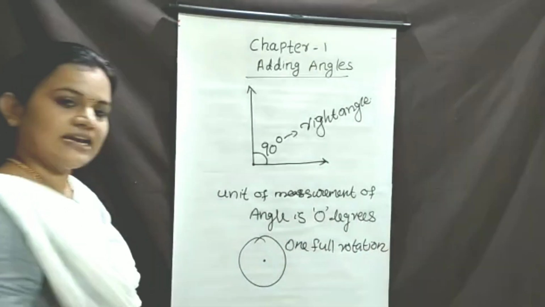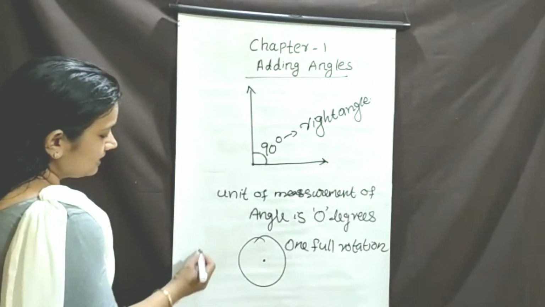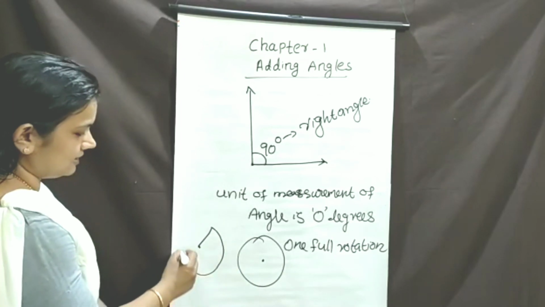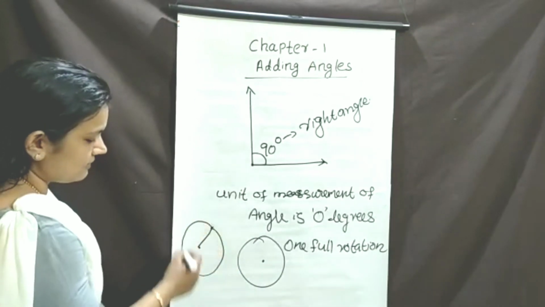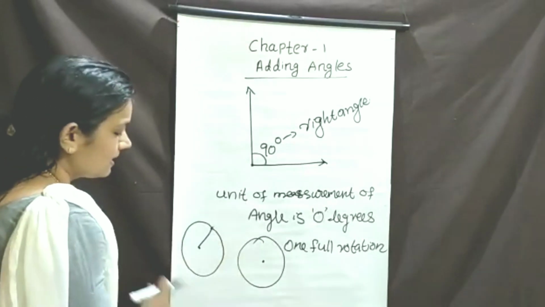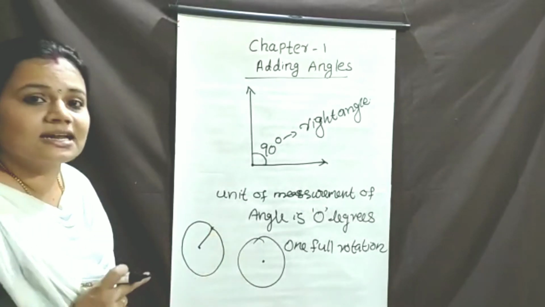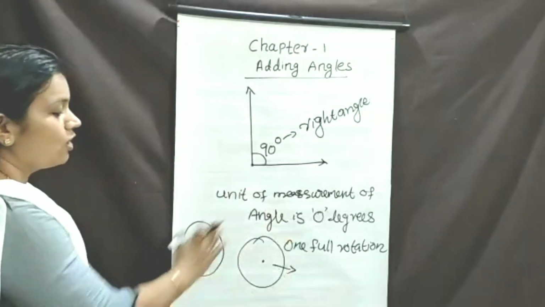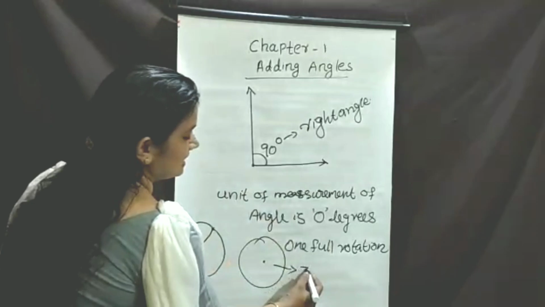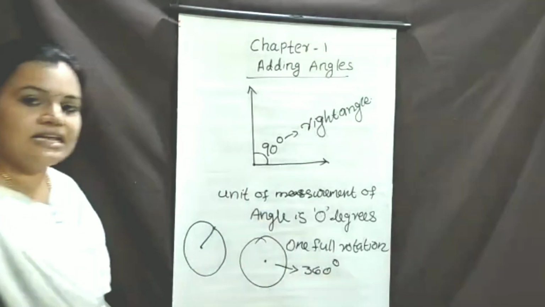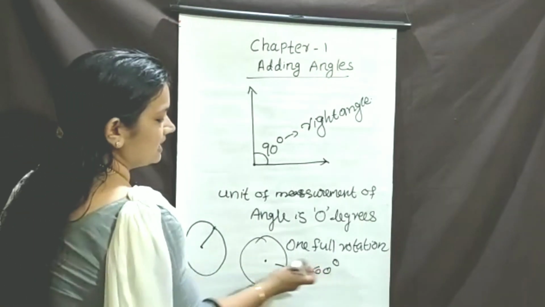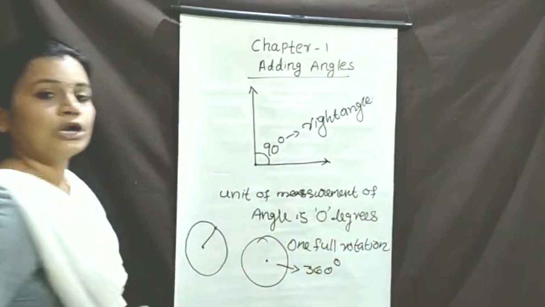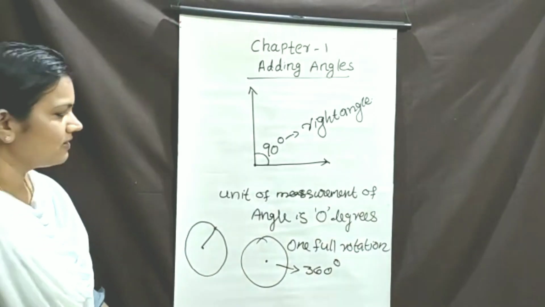One full rotation means you draw one line here, then you rotate this line like this until it meets at the same point. This is one full rotation. That way we can make a circle. What is the measurement of this circle? 360 degrees. Then we can say 360 degrees is one full rotation. Understand?